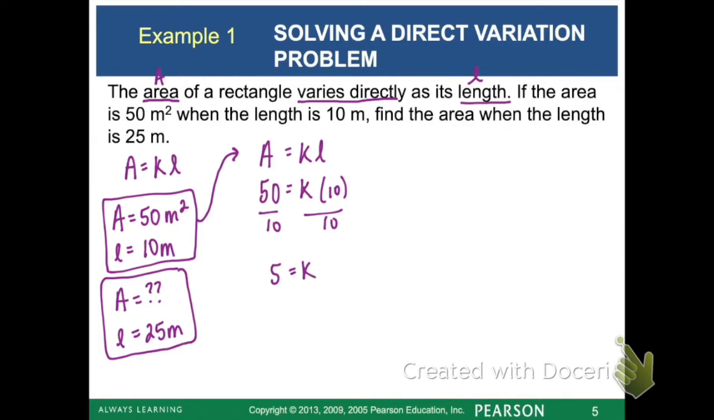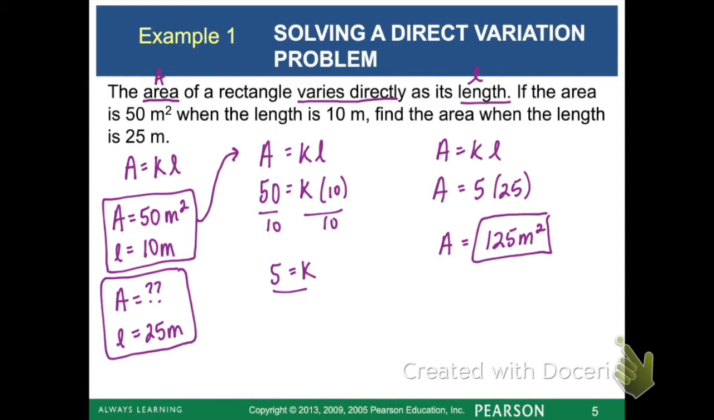Once we have our K value, we can then look at the other situation. Area equals unknown and length is 25. We can use K and L to now solve for A. So our final answer is going to be the area is 125 meters squared.